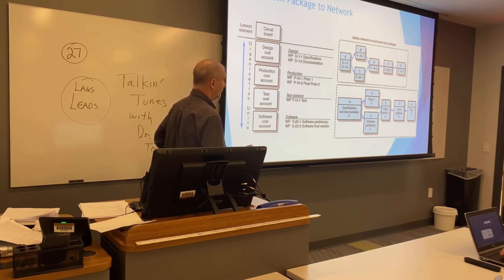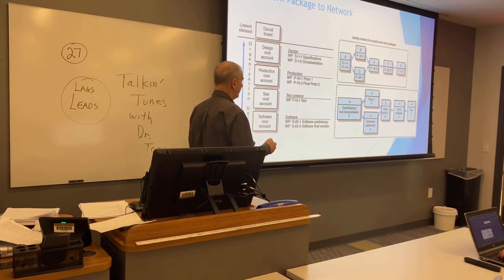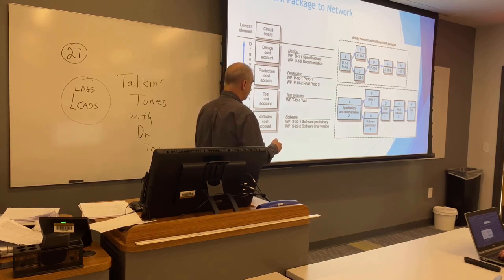The first thing that's going to happen is we have the specifications and the documentation that go together. You can't do anything if you don't have these. Then we're going to take prototype 1 and software preliminary, and those are going to happen concurrently, at the same time.